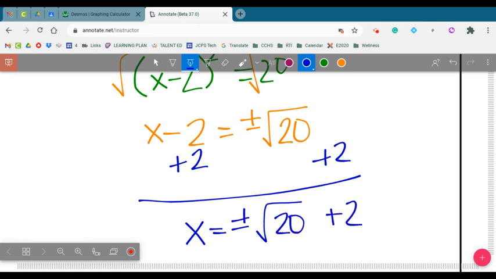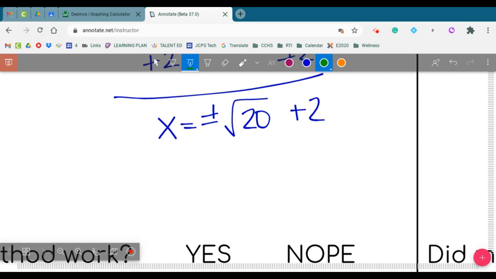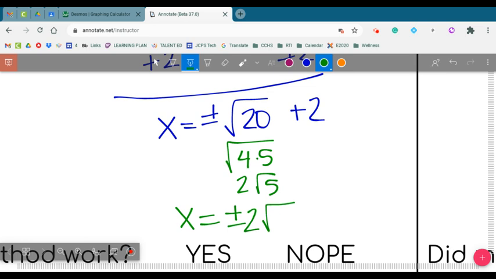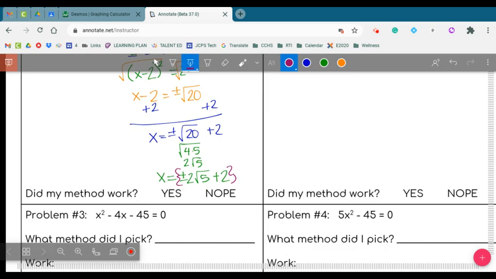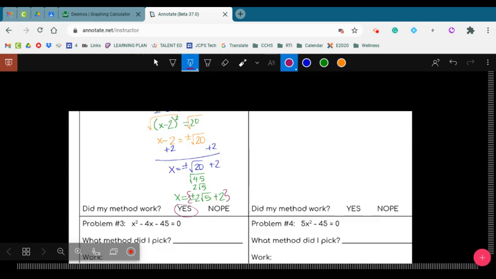So once we add the 2, we know the 20 is not a perfect square. But we have to think, can we simplify this? You can do 4 and 5, so you get 2 square root of 5. So your final answer would be x equals plus or minus 2 square root of 5 plus 2. If you do the quadratic, you would also get the same answer. So did this method work? Yes. And that's because we really thought about it at the beginning. We didn't just try a method and realize it didn't work whenever we did that method.